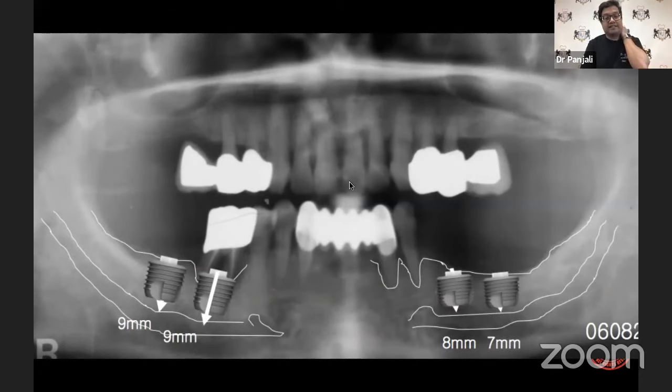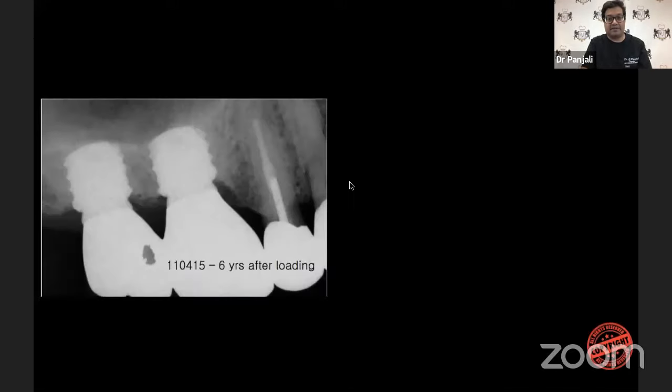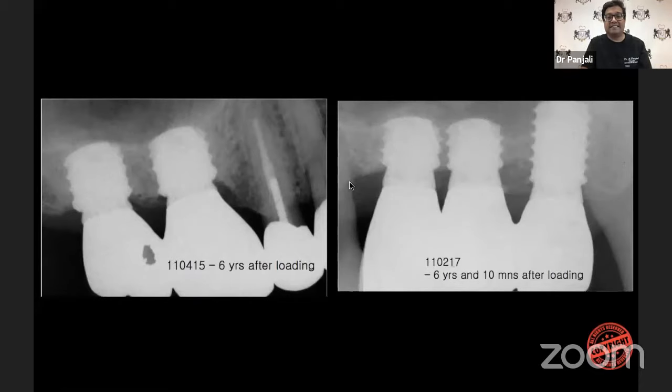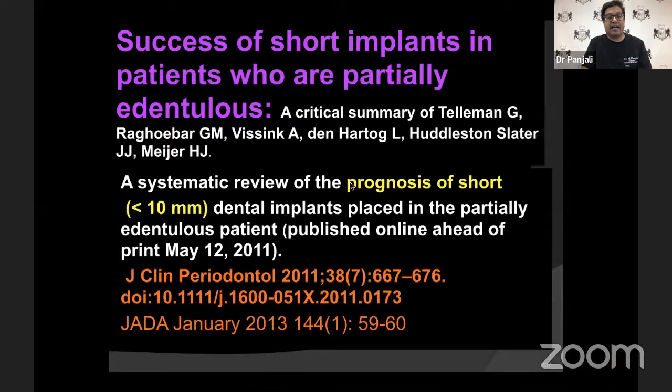The question is, as a clinician, this is your choice what you want to do. If I was a clinician, this is what I would do. I would place the short implants instead of doing longer tilted implants where the prognosis may be questionable at times. And you can see the success rate of short implants is just as good as the larger implants. The literature is very clear on this.